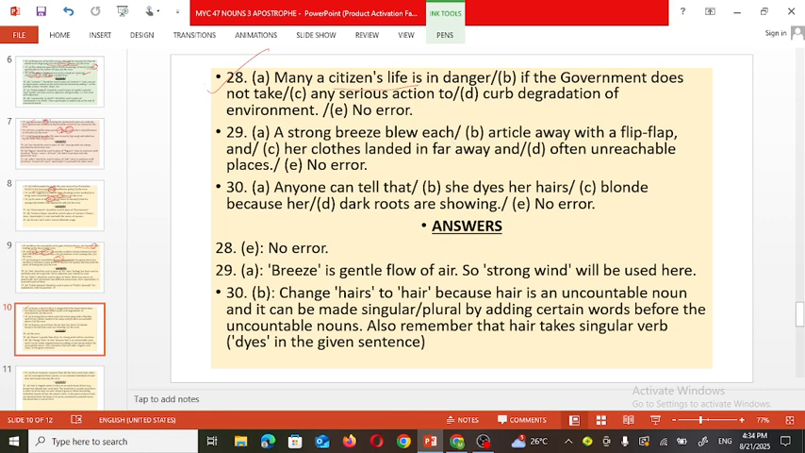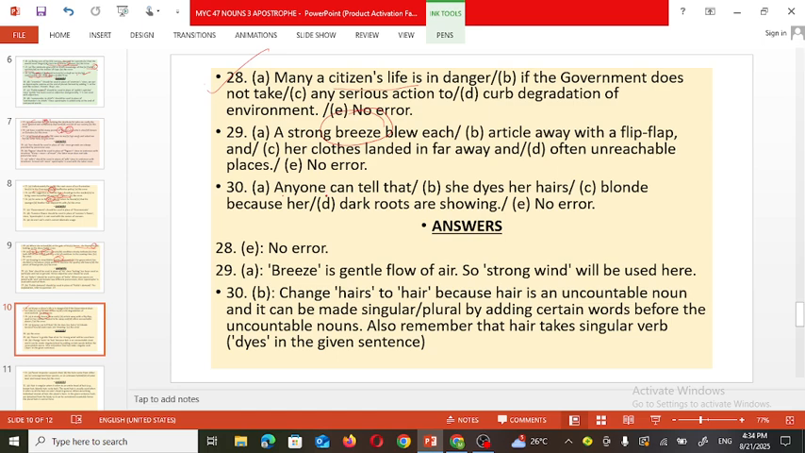Next, a strong breeze blew each article away with a flip flap, and her clothes landed in faraway and often unreachable places. A breeze is a gentle blow of air. So, with a strong breeze, it cannot be here. So I think here wind must be there. A strong wind blew each, like that it must be.